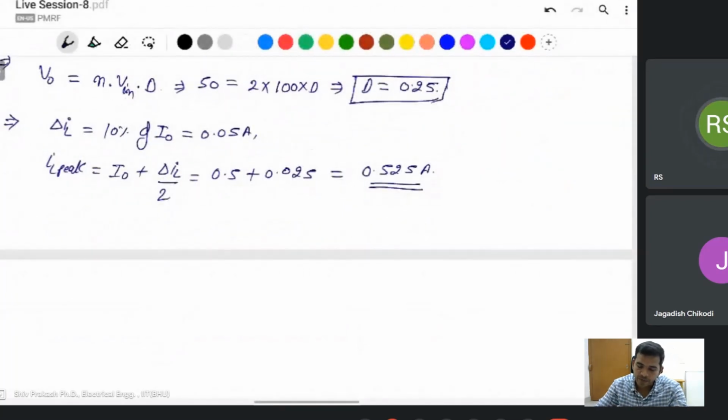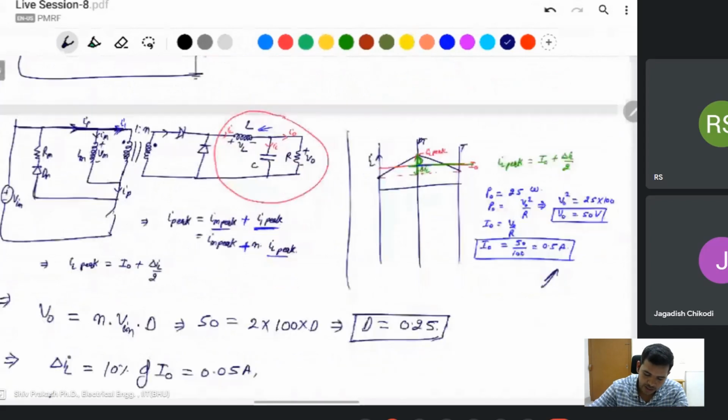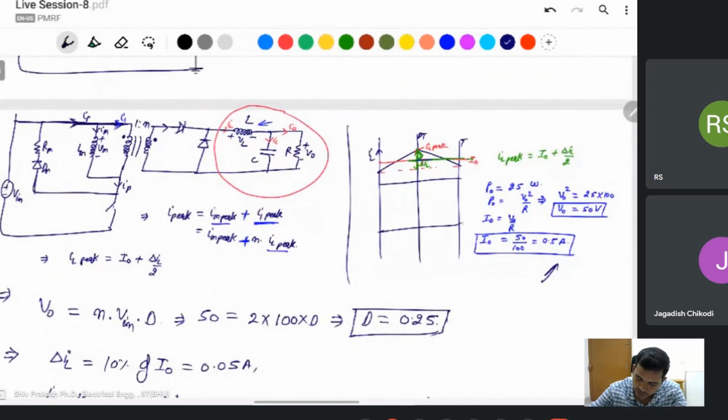The same thing applies for the magnetizing current, IM: Vm times dt divided by Lm. Because of the magnetizing current, in the discontinuous condition only some of the time is required.